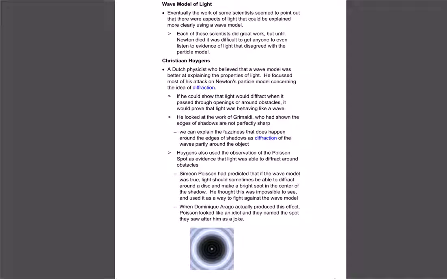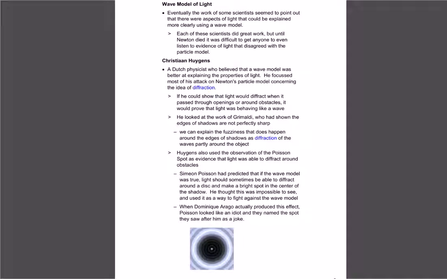Later on, some scientists started to say that, well, maybe Newton's not quite right. And the first was Christian Huygens. And what he looked at was sort of Newton's idea that light has to travel in a straight line. That's why we get shadows and things like that. He started looking at a shadow around an object, and he saw that the edges were sort of blurry. So he was wondering why would they be blurry?